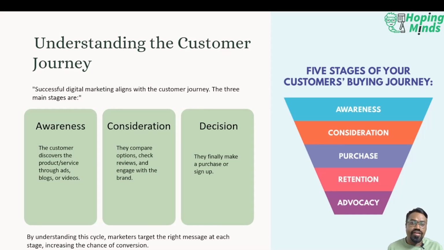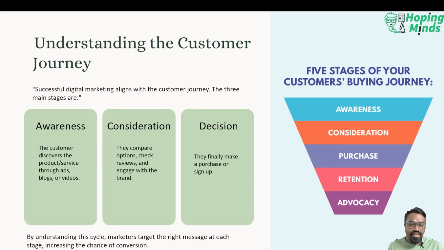Next, after consideration, I would come to a stage wherein I finally make a decision. I would purchase, or I would sign up for a particular product or service. Now if you break these three stages down, they become five things, because as a customer these five are very important. I have told you about the three stages, but after them there are two more stages, which can be considered as retention and advocacy.